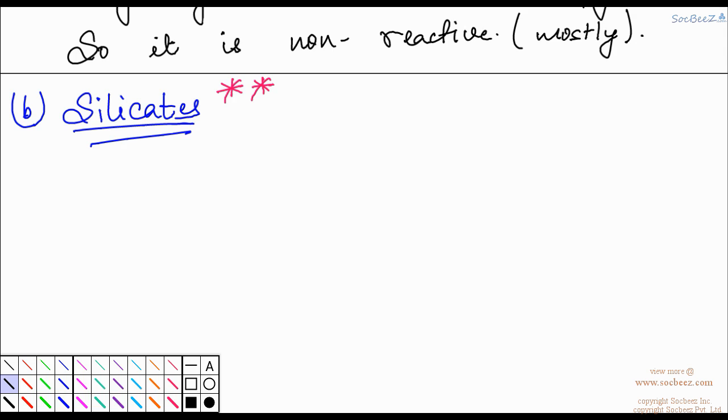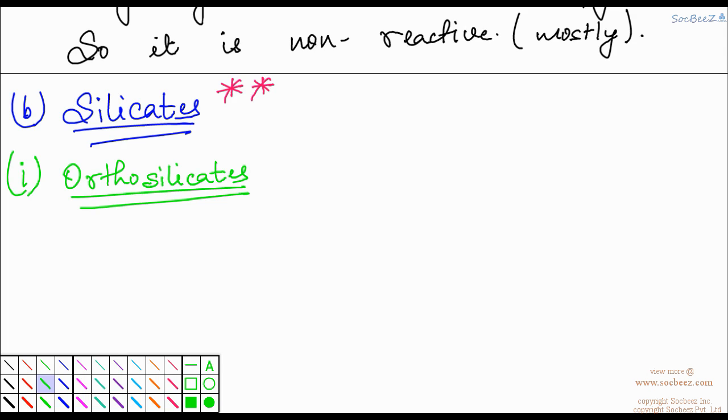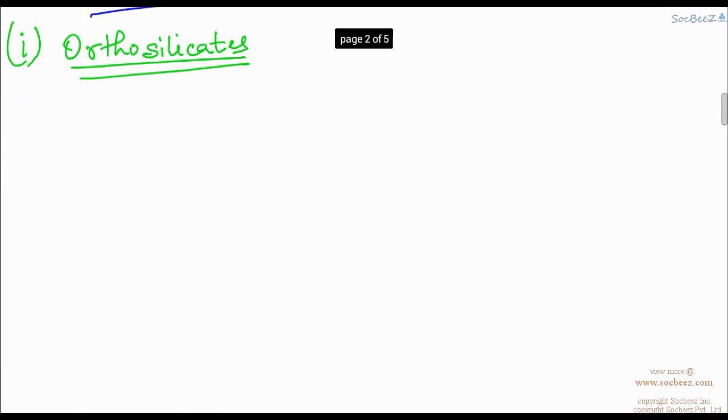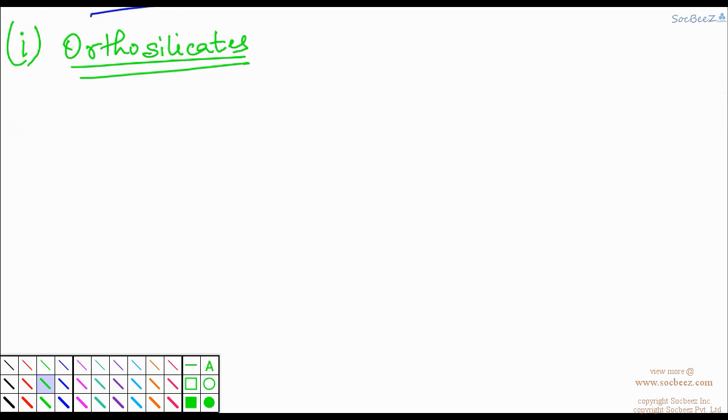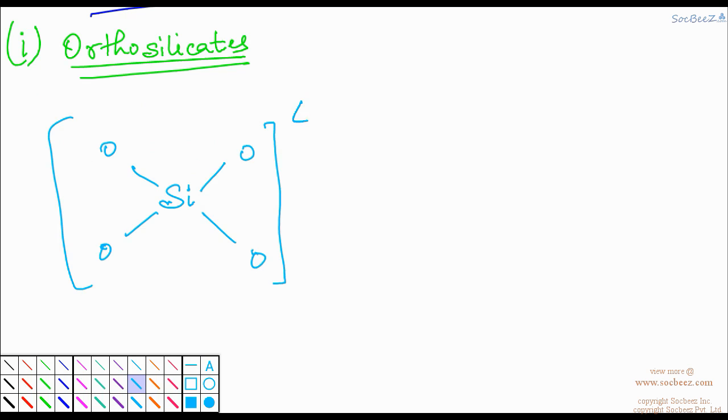The first type of silicate which you would see is called the orthosilicates. Now, what are orthosilicates? The structure of orthosilicates is like this. There is a silicon over here, there is oxygen, oxygen, and oxygen, and there is a 4- charge. Why? Because the valency of oxygen is not satisfied and each oxygen contains 1 electron.